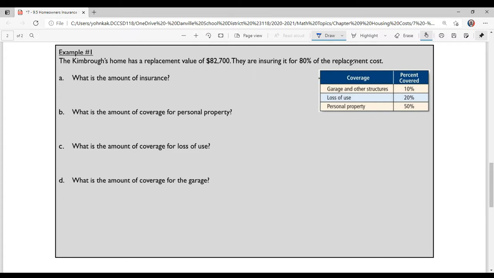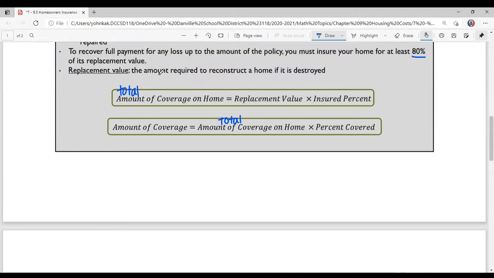So we are going to use this one example of one table from one insurance company to calculate some numbers. So, number one, the Kimbroses home has a replacement value of $82,700. They are insuring it for 80% of the replacement cost. Part A, what is the amount of insurance? So, the amount of insurance, if you look on the previous slide, is the replacement value times the insured percent.